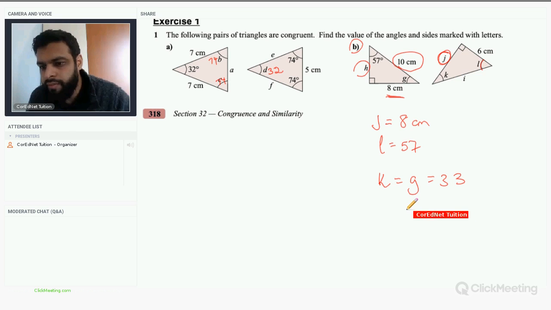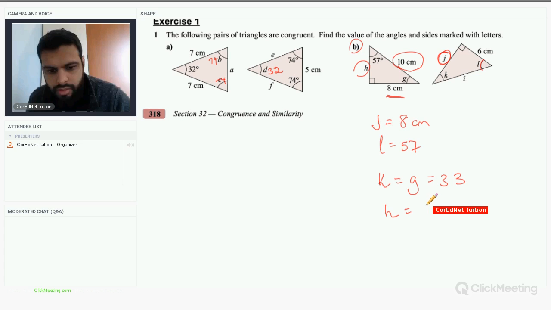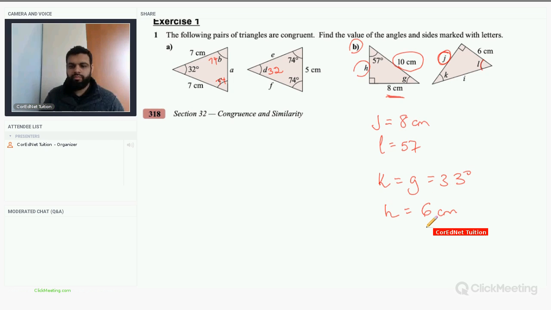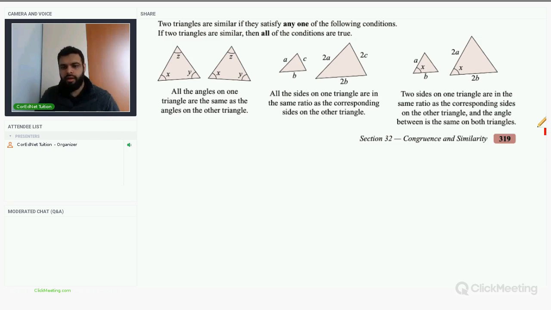And what else do we have? We don't have, or what do we need to find? We've got K, got G, L, I think that's it, H. What was H? H equals 6. Good, well done, 6 centimeters. Okay, so pretty easy, not that complex.